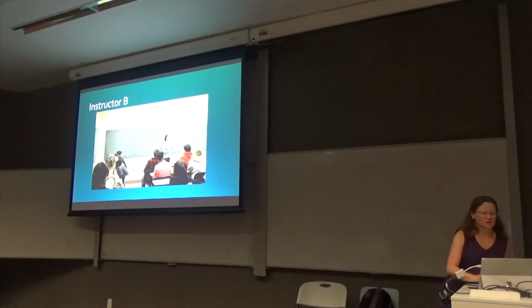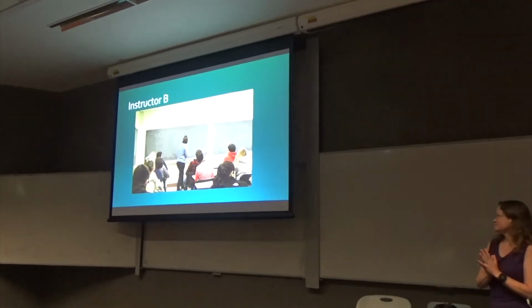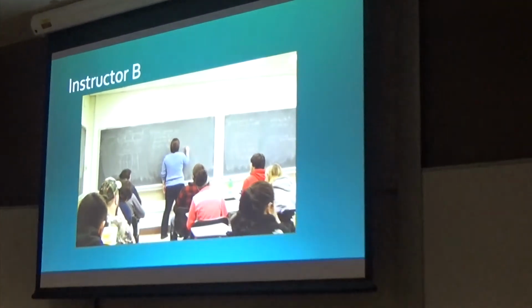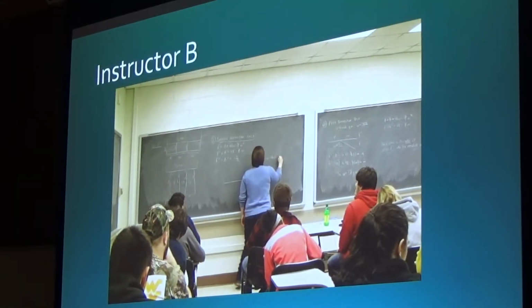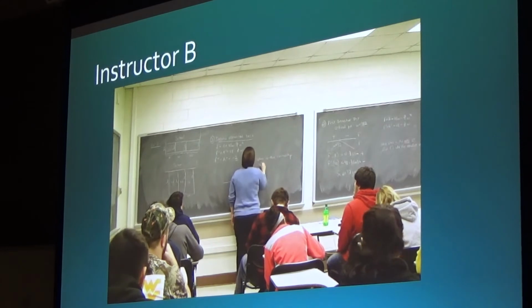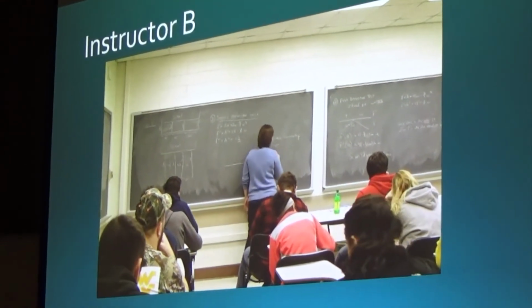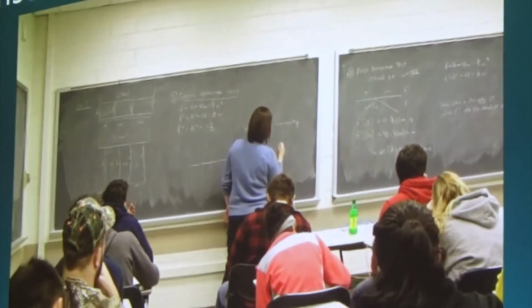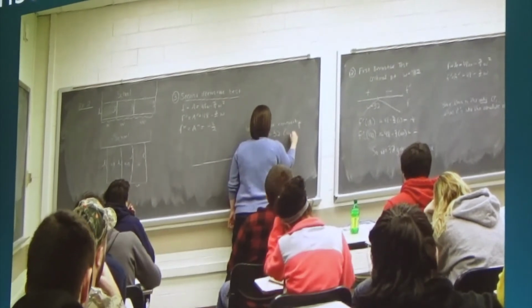So let's look at instructor B. We're going to figure out what is the concavity when W equals 32, so our critical point.